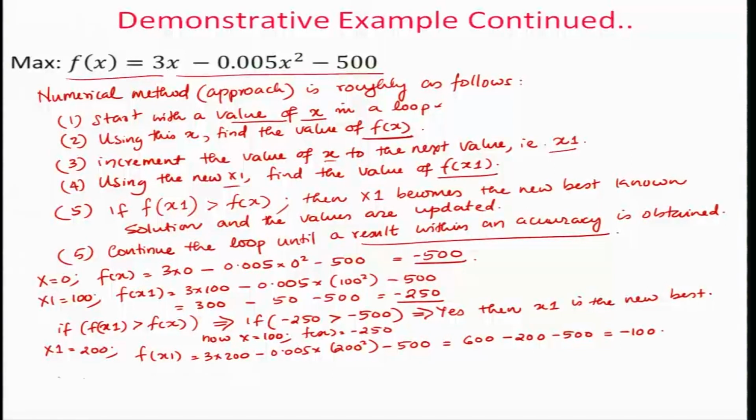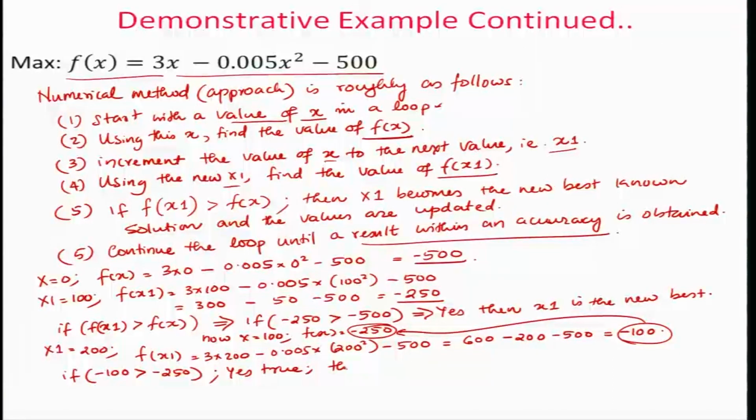Now, if you check this, if minus 100 is greater than minus 250. So, now you are comparing with the previous value. Yes, this is true. The new best is x equal to 200 and f of x is equal to minus 100. This is the new best.